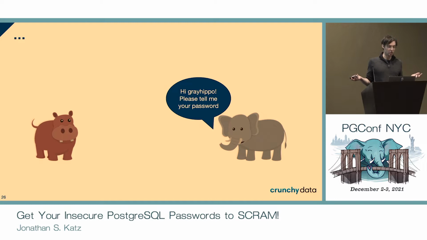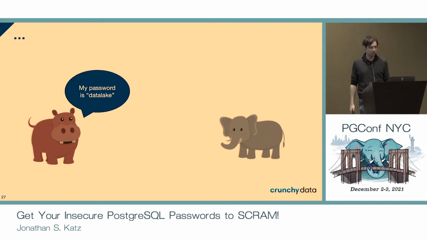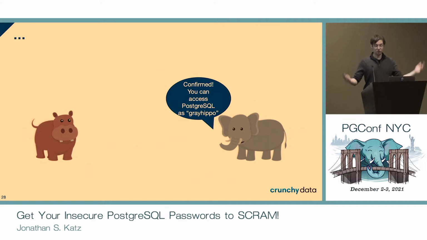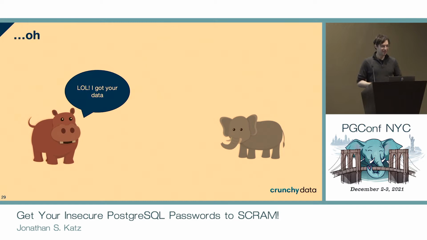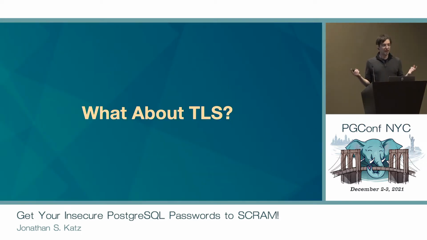Postgres goes through the authentication protocol and says, all right, tell me your password. Red Hippo says, yep, it's data lake. Postgres says, yep, you're definitely GreyHippo, you can log in. So Red Hippo is now in the database as GreyHippo and has whatever privileges and data that GreyHippo has. But sure, there's a way we can actually handle this.